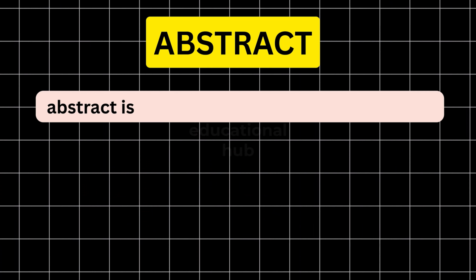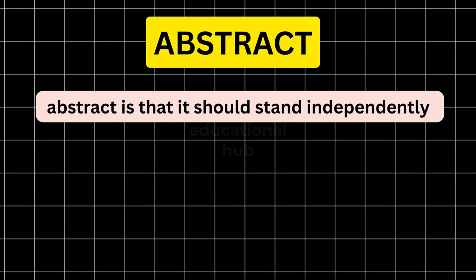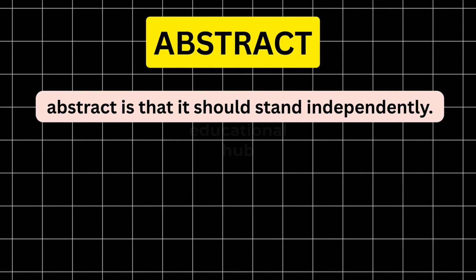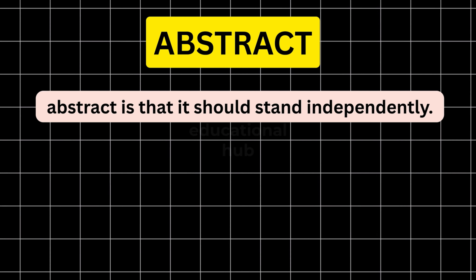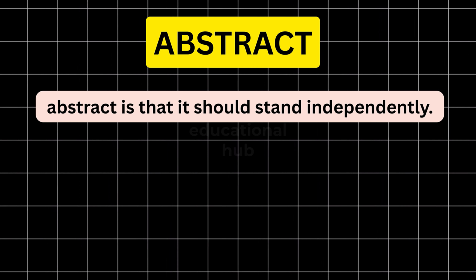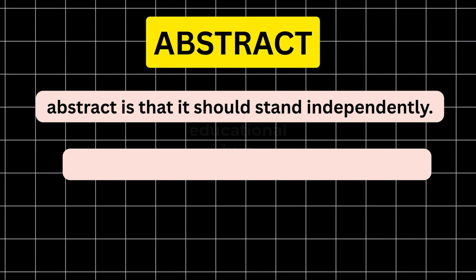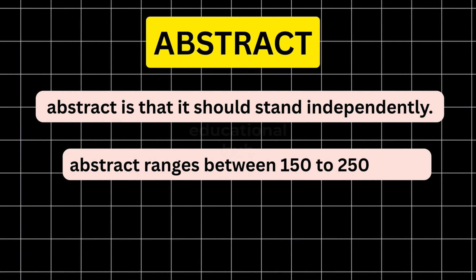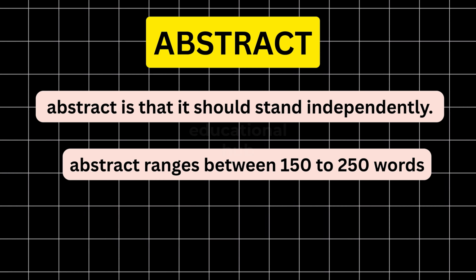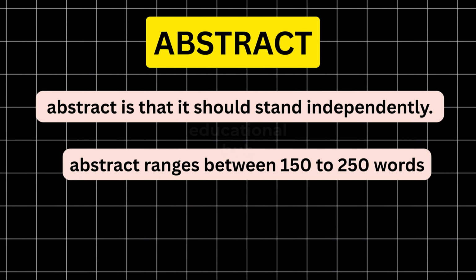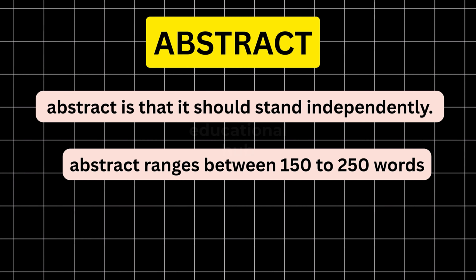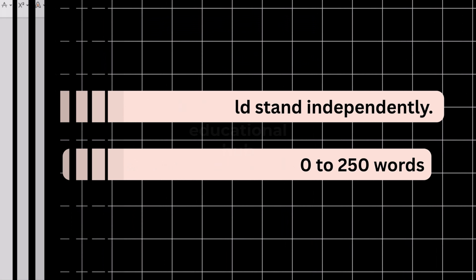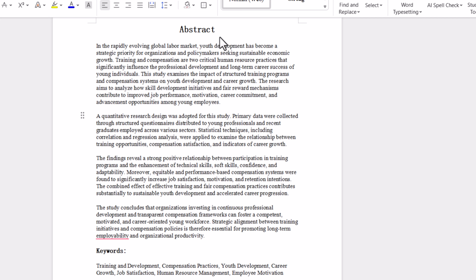Another important feature of an abstract is that it should stand independently. Even someone who does not read the full paper should be able to understand the purpose and outcome of your study just by reading the abstract. Typically, an abstract ranges between 150 to 250 words, although specific journals or conferences may set their own word limits. Always check the guidelines before you start writing. An effective abstract usually includes 5 key components.